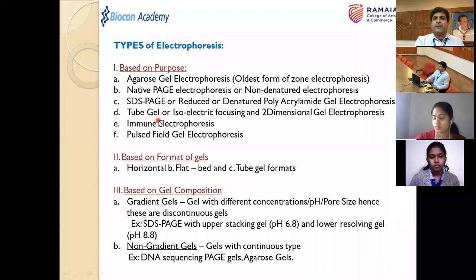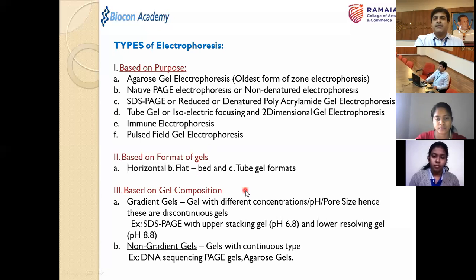Okay. Then another format also used in proteomics laboratories is isoelectric focusing. This is also called tube gel, and this is called two-dimensional gel electrophoresis. Then there are immunoelectrophoresis techniques and pulsed field gel electrophoresis techniques. These are more or less widely used in different laboratories depending on the purpose. Then these electrophoresis can be run as horizontal, like agarose gel electrophoresis, if you know, and flat bed, then tube gel electrophoresis.